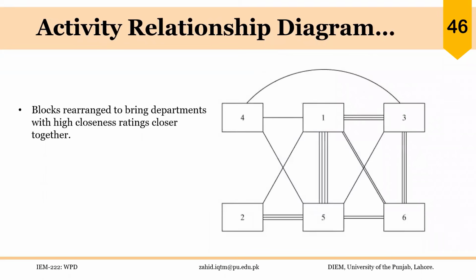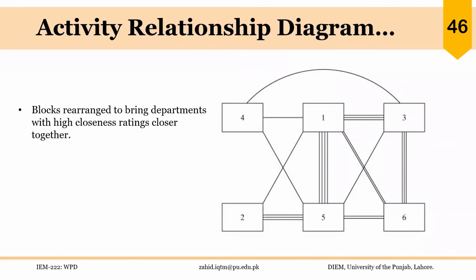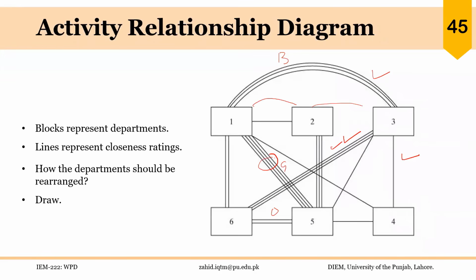Now we could rearrange these departments to make a better arrangement. Now, what is meant by better arrangement? We want to minimize these crossing lines. So, for example, we could cross-check the total flows between 1 and 3 and between 3 and 6. These are called non-adjacent loads. So we want to minimize these non-adjacent loads.